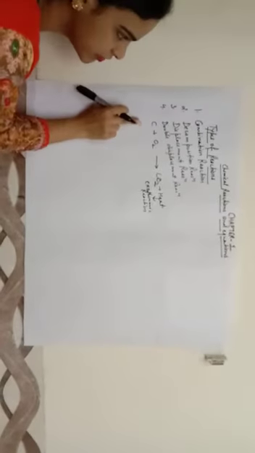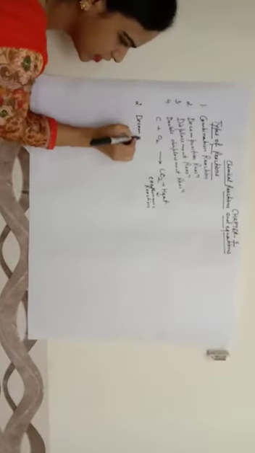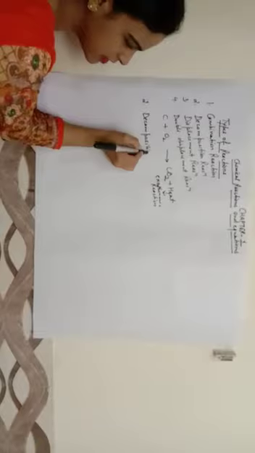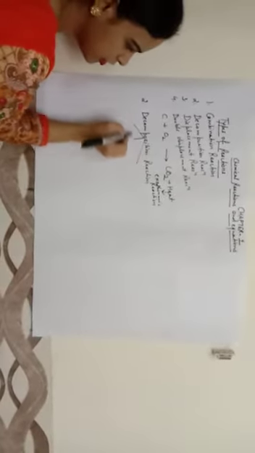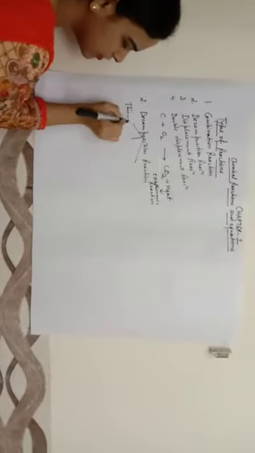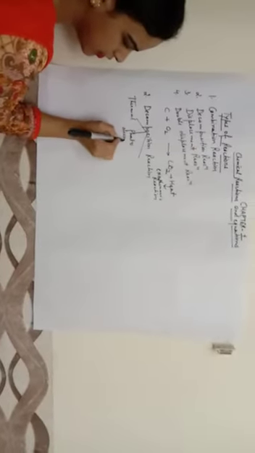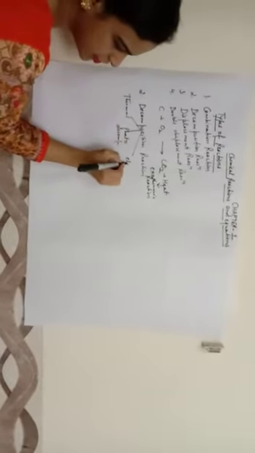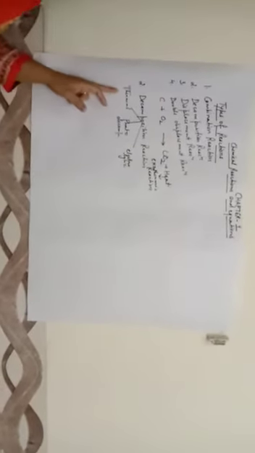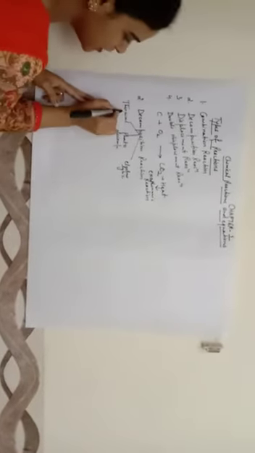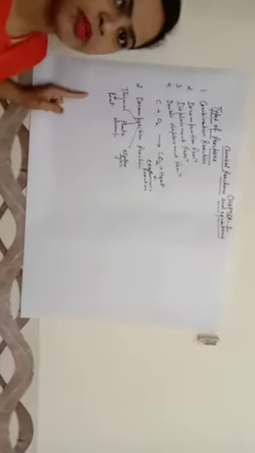Now the second one which we will discuss today is decomposition reaction. It is further divided into three types of reaction. First is thermal decomposition. Second is photo decomposition. And the third is electrolytic decomposition. Now the first one is thermal decomposition. Thermal means heat. The decomposition which is carried out in the presence of heat is called thermal decomposition.